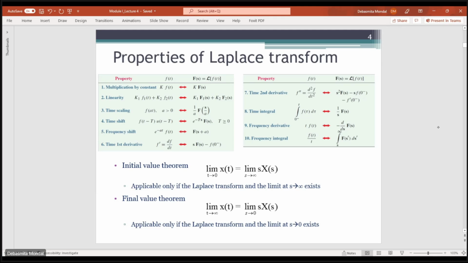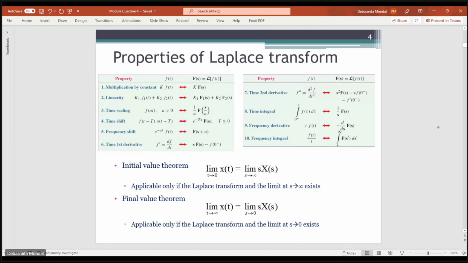So that means you need to know the initial condition in order to figure out the Laplace transform. If the initial conditions are 0, then the Laplace transform of this first order derivative will be just sF(s). Similarly, for a second order derivative, it will be s squared F(s) minus s f(0) minus f dash of 0.